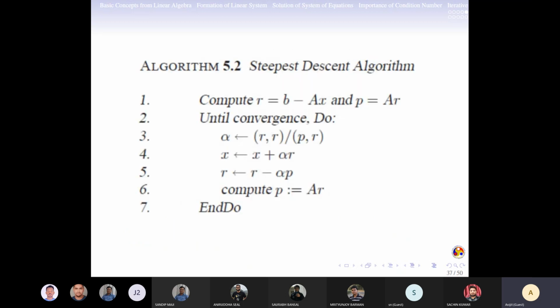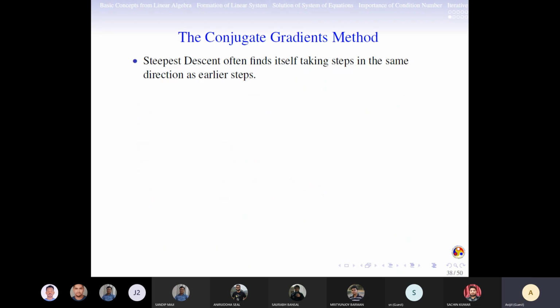And now we are coming to the steepest descent algorithm. You can see it is only 4 to 5 lines. Whatever the mechanism was, when you are computing the solution by using steepest descent, you only have 3-4 lines of code. First you compute the residual, r equal to b minus Ax, and p equal to Ar. Then you replace alpha by the inner product of r, r divided by the inner product of p, r, and then you replace x by x plus alpha r, and also replace the residual by r minus alpha p. Then you compute p equal to Ar and do the same things until convergence. Okay, now we are coming to the conjugate gradients method.